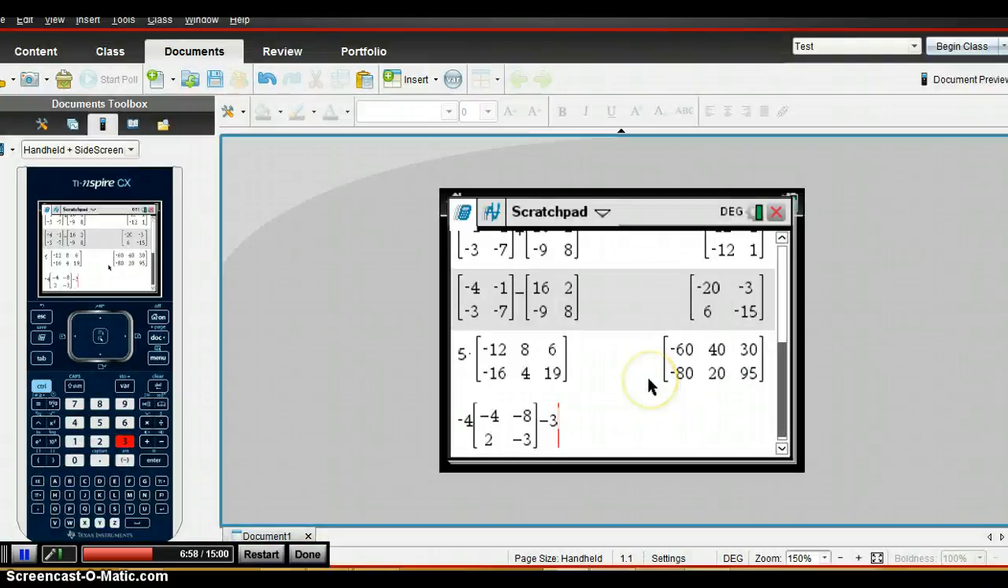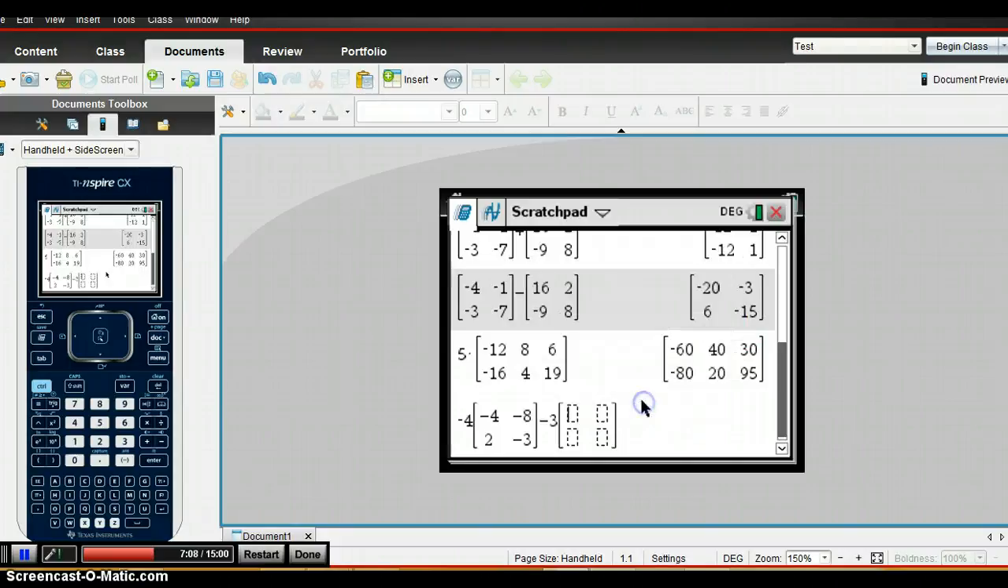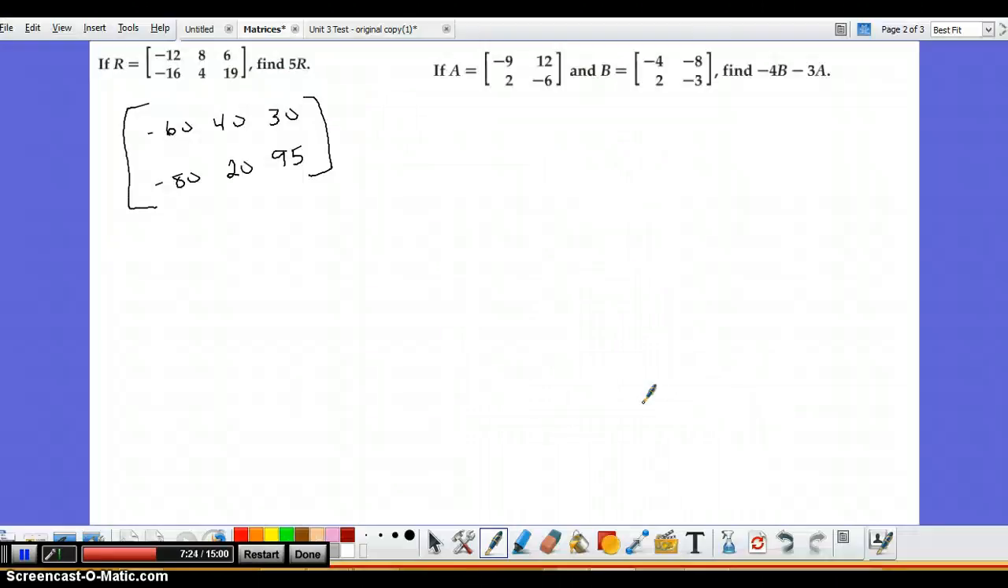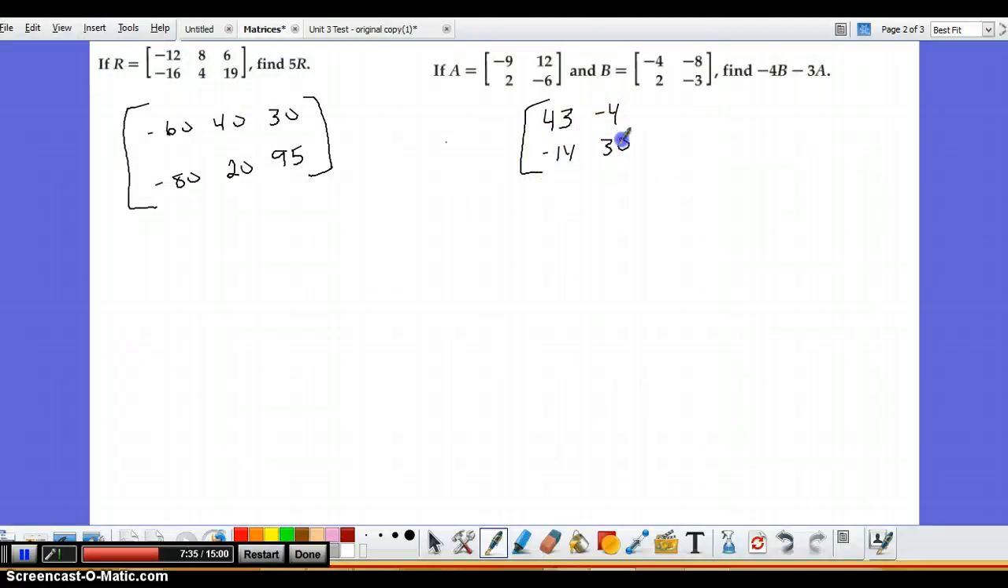minus 3 times A. So again, this is a 2 by 2. So 2, 2, and we've now got negative 9, 12, and 2, negative 6. And that gives me 43, negative 4, and negative 14, 30.